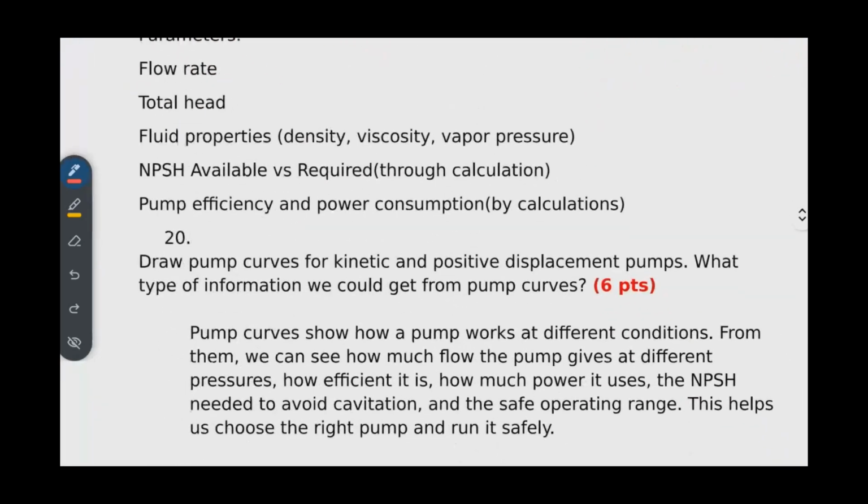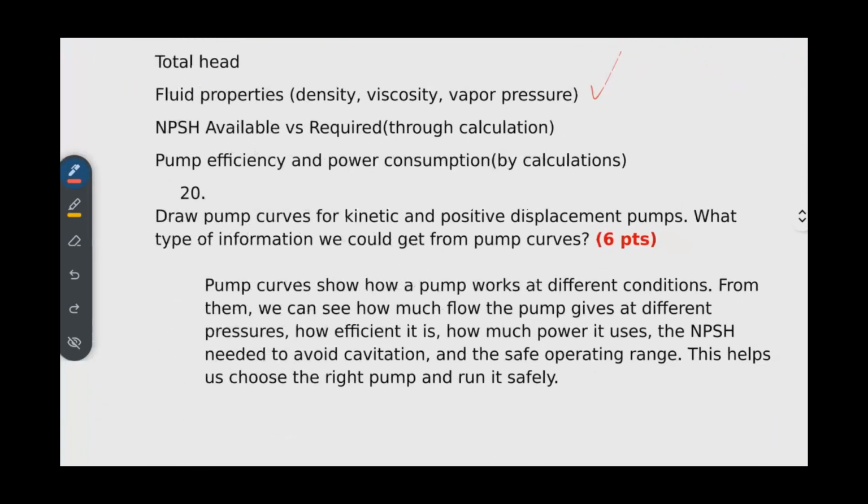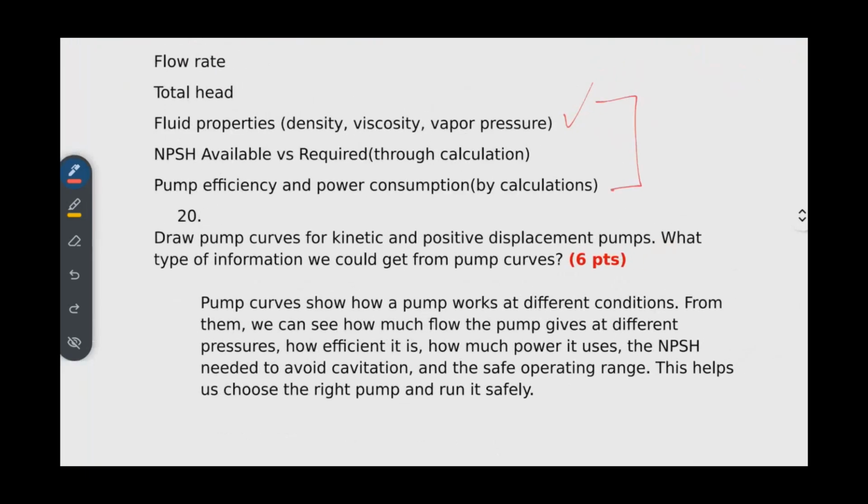Flow rate, total head, fluid properties, yes. NPSH available, pump efficiency, power consumption. I agree that these 3 main things we need to calculate at the end to make sure that our pump design is completed. The next question is the pump curves.